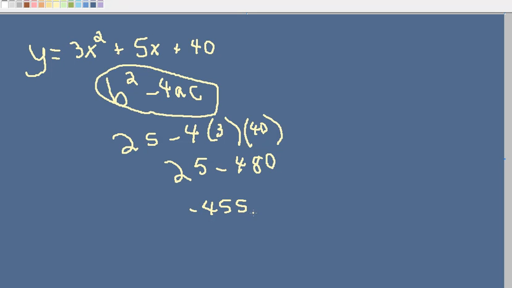Well, your negative value will simply tell you that you have two imaginary roots. If this value would have been 0, it would tell you that you have one real solution. If this value would have been a positive number, it shows you that you have two real solutions.